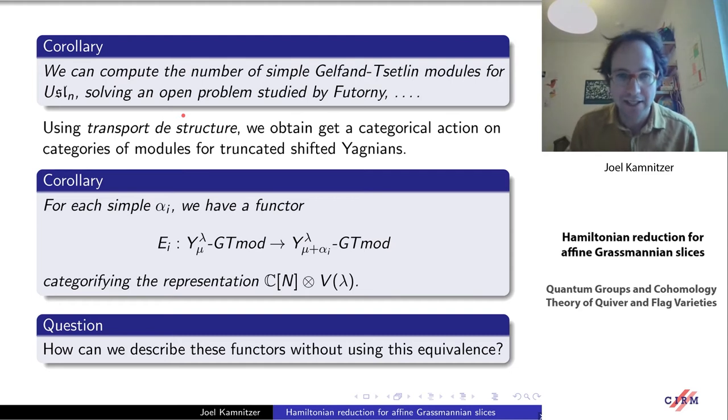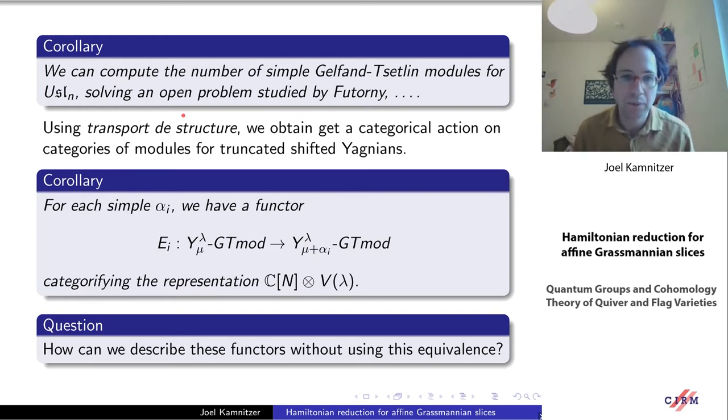Okay, now a second sort of corollary, and this is what I want to talk about today, is that I mentioned before that one motivation for studying these categories of modules for the truncated shifted Yangians was for the purpose of categorification. We know their Grothendieck groups map to the homology of this MV locus, or this zero-level integral system, and we know those homologies are isomorphic to weight spaces of representations of the Langlands dual group. So we'd like to use these categories of modules to categorify representations of the Langlands dual group.